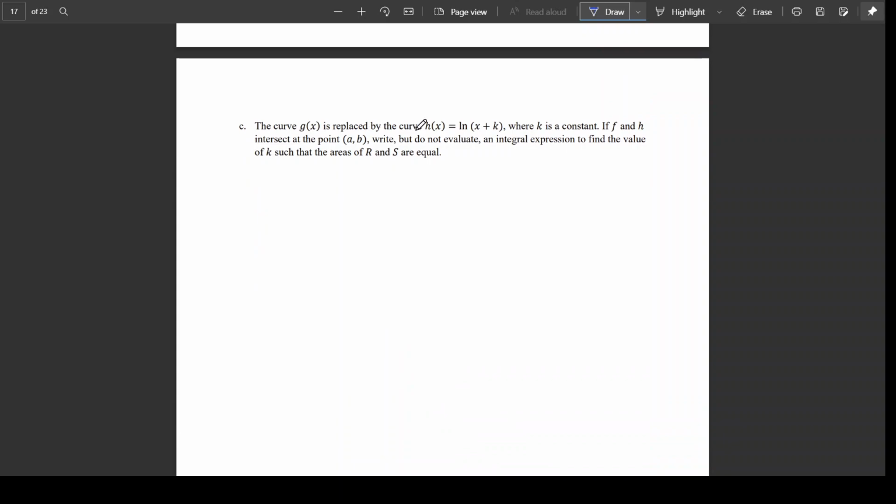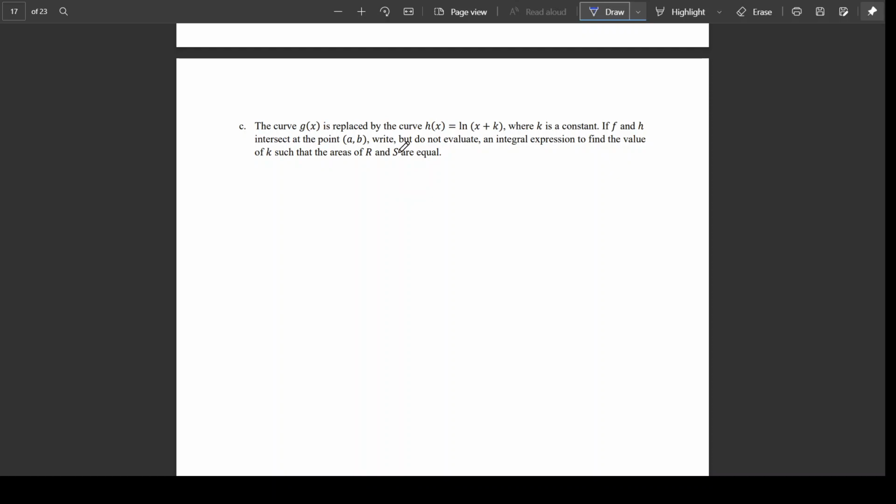And now let's move on to part C, which says the curve g of x is replaced by the curve h of x equals ln of x plus k, where k is a constant. If f and h intersect at the point a comma b, write but do not evaluate an integral expression to find the value of k such that the areas of R and S are equal. So this is a prime example of a question that is a lot easier than it looks. I admit this does look a little bit intimidating, but it's really not that bad. Basically, we're trying to find a value of k, and we're trying to make the areas of R and S equal.